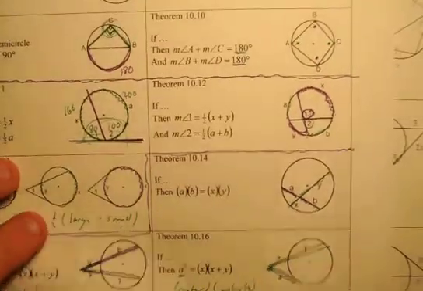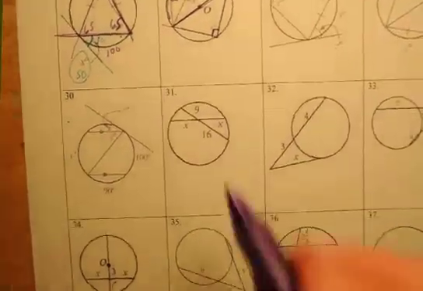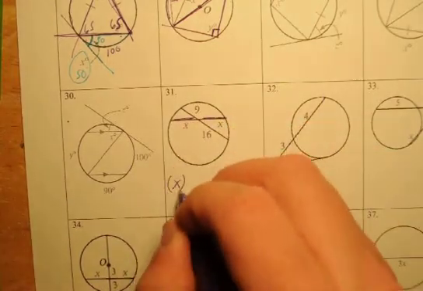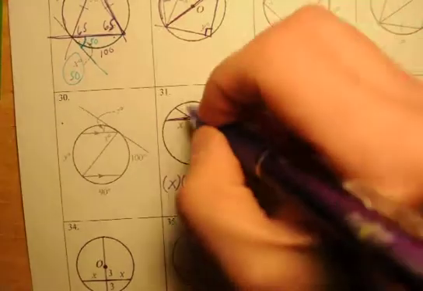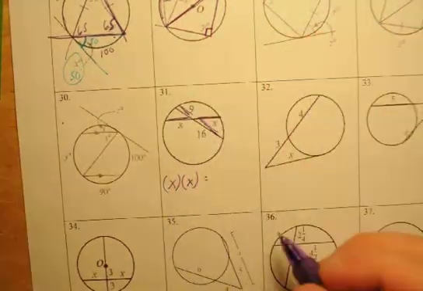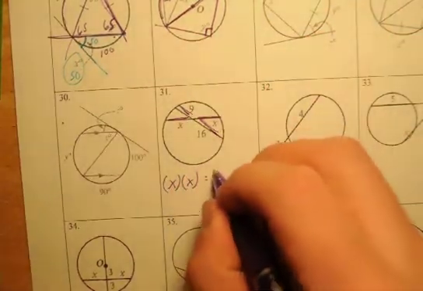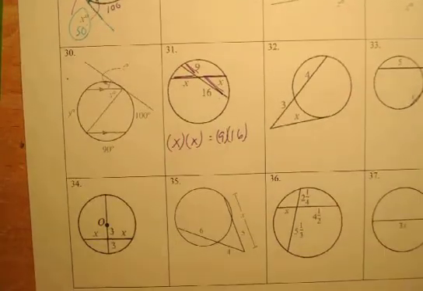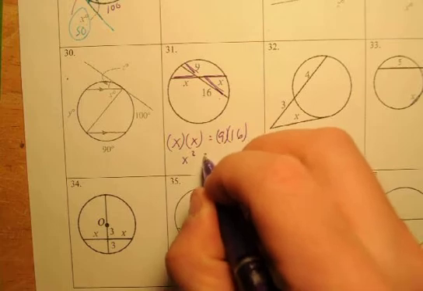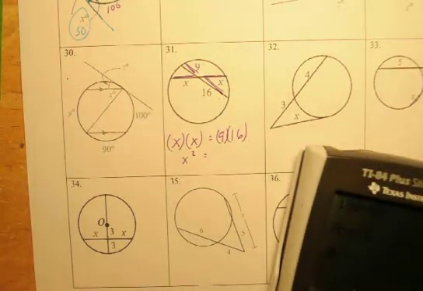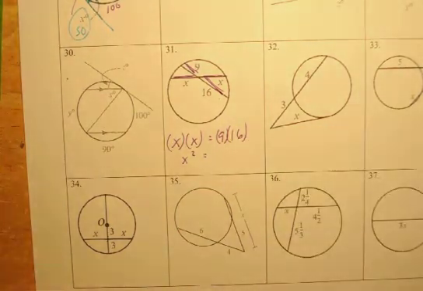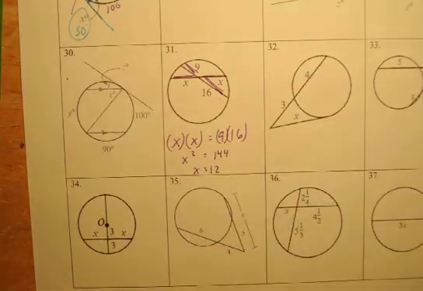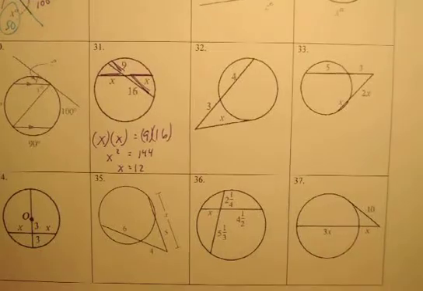This is theorem 10.14, which says A times B equals x times y, 9 times 16. So you're going to have to set it up like that. So x squared equals 9 times 16, 144. The square root of 144 is 12.